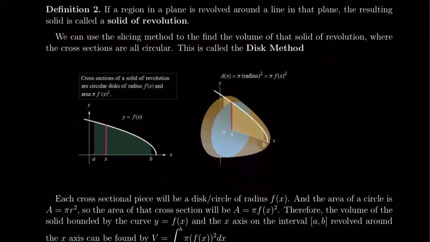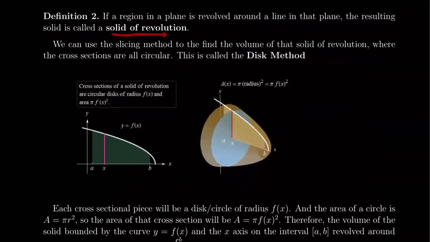The first one is the solid of revolution, which is the definition of what we're trying to find. We're revolving an object around something. If a region in a plane is revolved around a line, then the resulting solid, which is filled in, is going to be called a solid of revolution. We're going to use the slicing method, which is the method we just did, to find the volume of that solid of revolution.